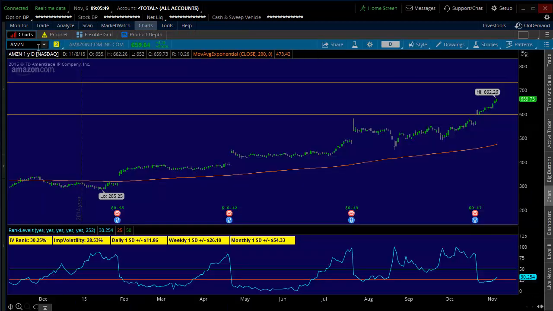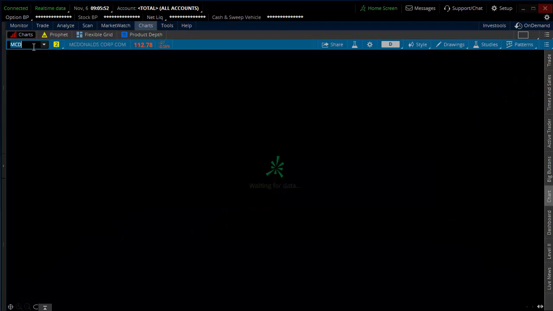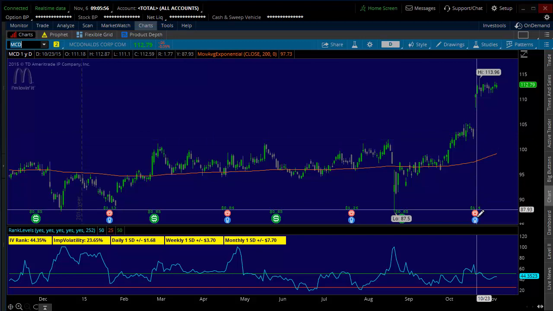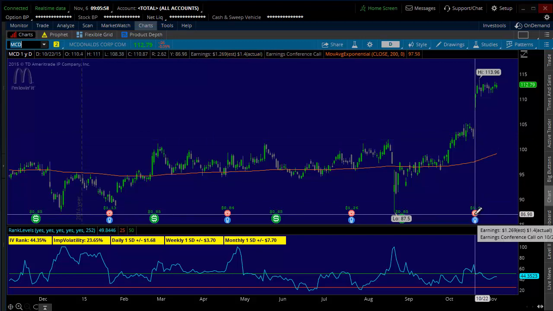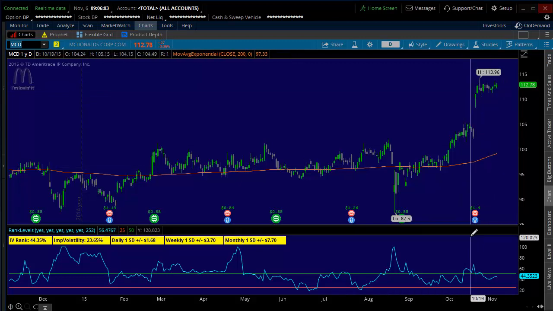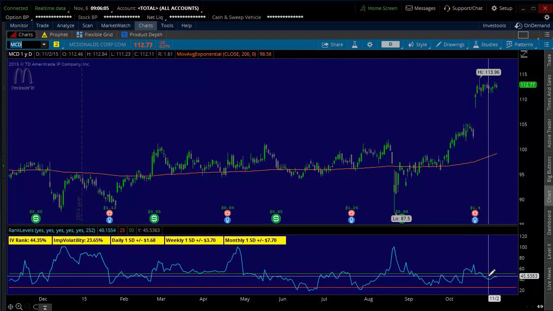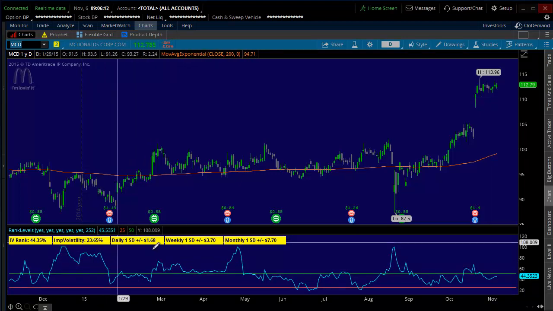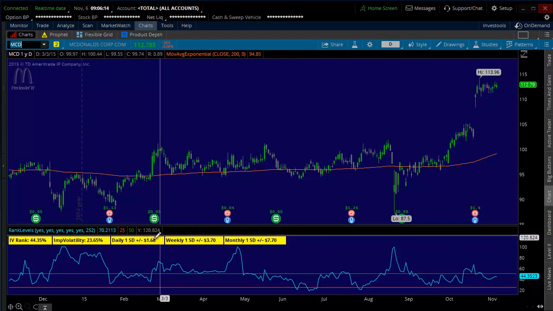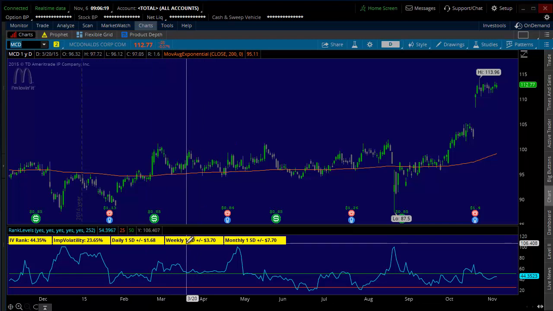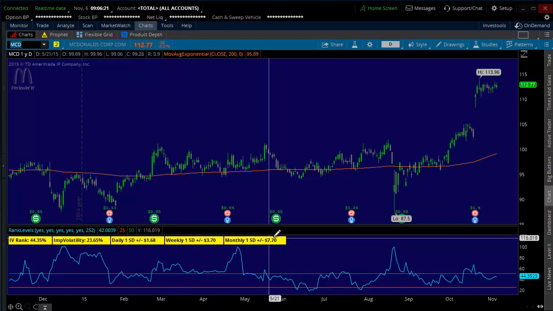McDonald's. Let me look at one more here. Sorry, guys. I think this is important so you can see where my mindset is at. All right, so McDonald's, what did it do? We had earnings back here in October, giant gap up. Now it's trading sideways. All right, earnings is passed. We're at 44 IV rank. We have an implied volatility here of 23.65. A one-day standard deviation move is only plus or minus 1.68. A weekly standard deviation move is $3.70, and the monthly is $7.